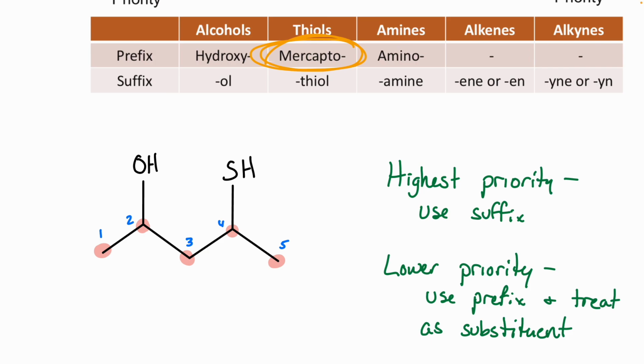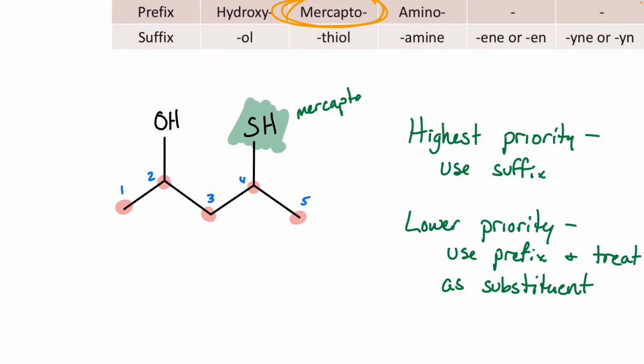Right, so no longer are you considered to be a functional group in my name. You are now a mercapto substituent. So when I name things here, I'm going to do just like I do for all substituents. I'm going to put that in the front half of my name. This would be 4-mercapto-2-pentanol.